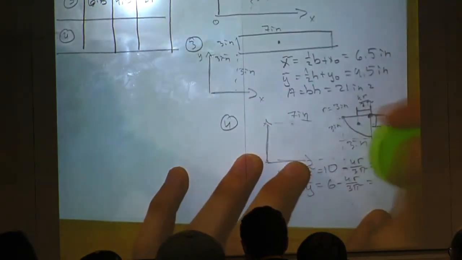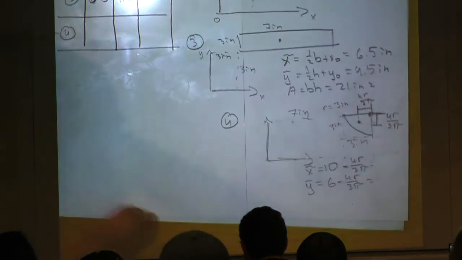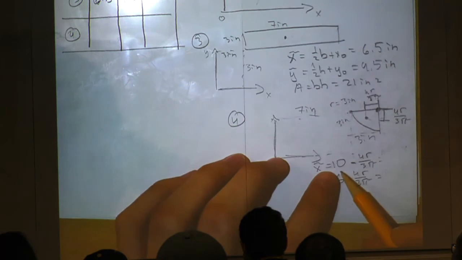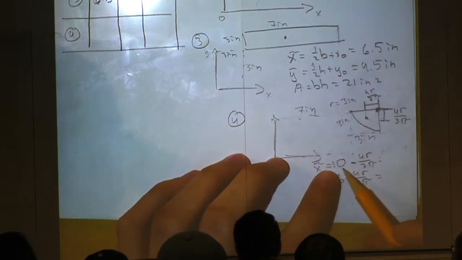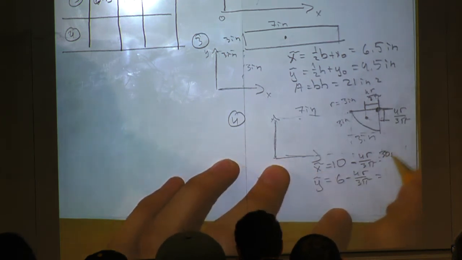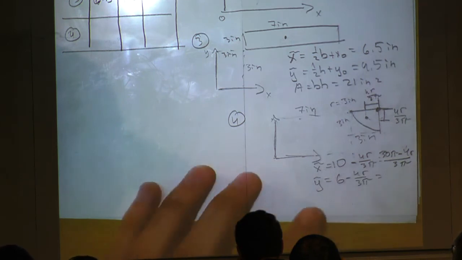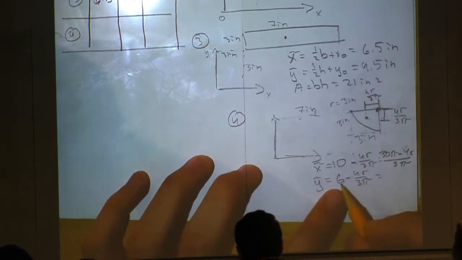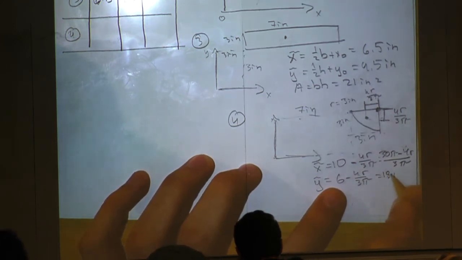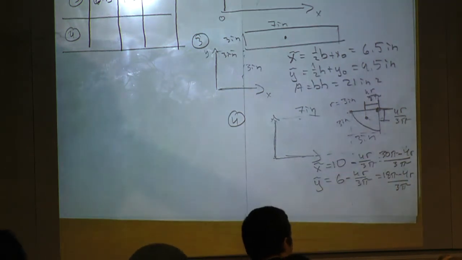it's simple algebra. We need a common denominator to add or subtract, so we're going to multiply this by 3 pi over 3 pi, or 1. So that's 3 pi times 10, which is 30 pi, minus 4r over 3 pi. Cool. And then we'll do the same thing with the 6. We'll multiply by 3 pi over 3 pi, which is 1, and then we'll do 18 pi minus 4r over 3 pi. Cool.